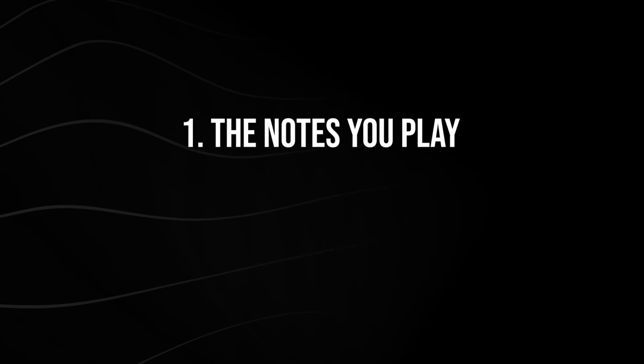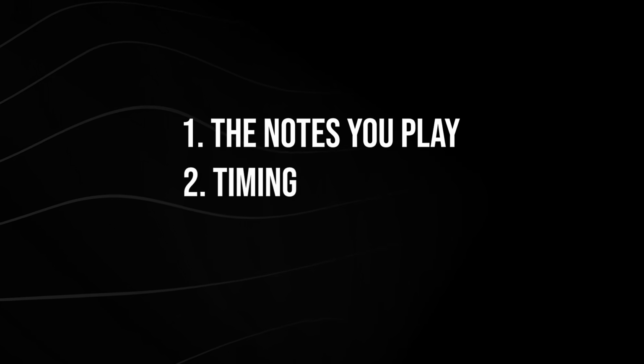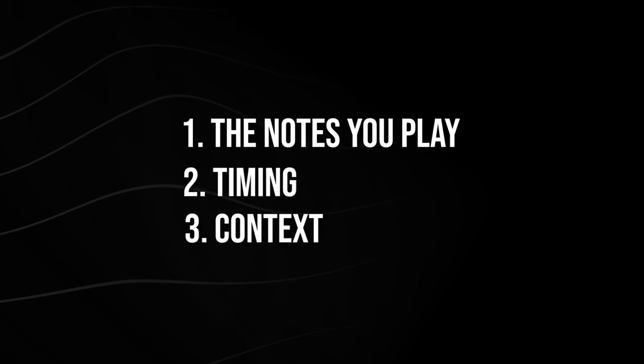So I feel like the best way to break it down is you can think of it as almost having three levers that you can pull. The first one being the actual notes you play. The second one being the timing, like when you play them, obviously. And then the third one, I feel like, doesn't get spoken about enough, and that's actually the context. And I'll show you what that means right now.